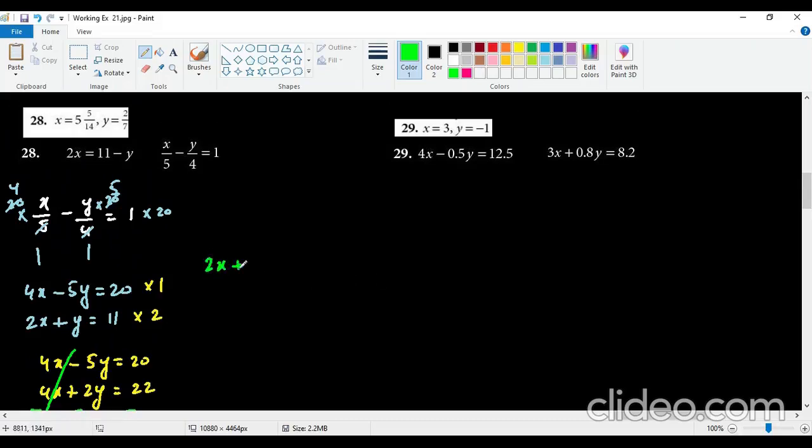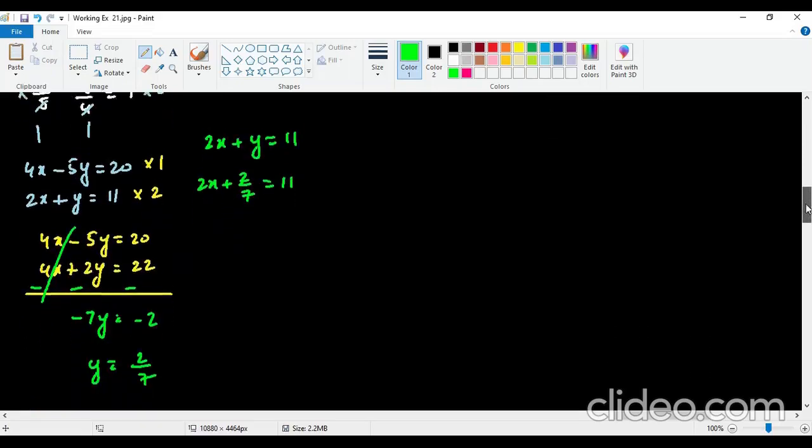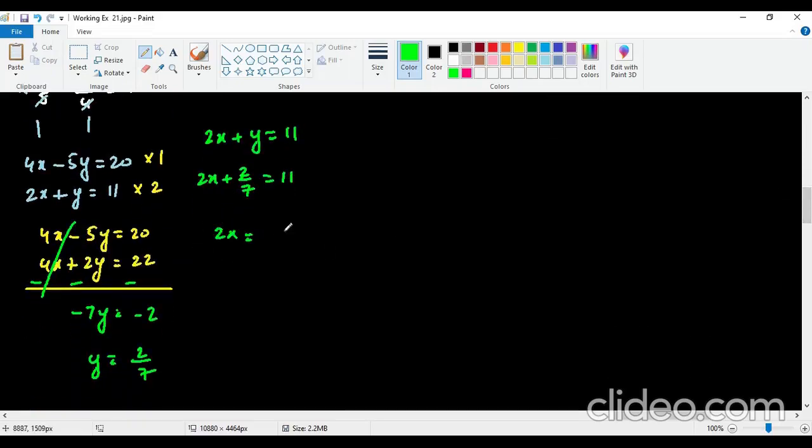So it says 2x plus y equals 11. The value of y is 2 over 7, so 2x plus 2 over 7 equals 11. And in here it says 2x will be equal to 11 minus 2 over 7, making the denominators equal. Since this is 11 over 1 minus 2 over 7, I am going to multiply this by 7. So 2x will be equal to 77 minus 2 over 7.